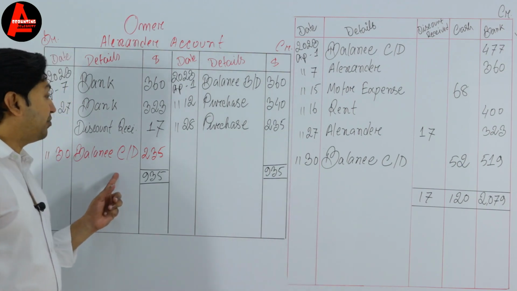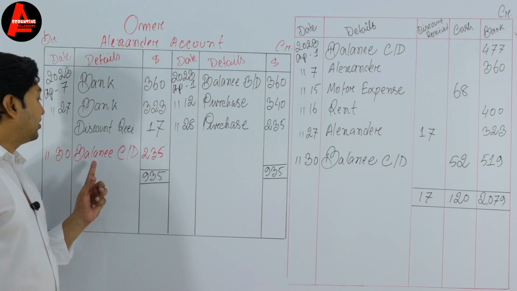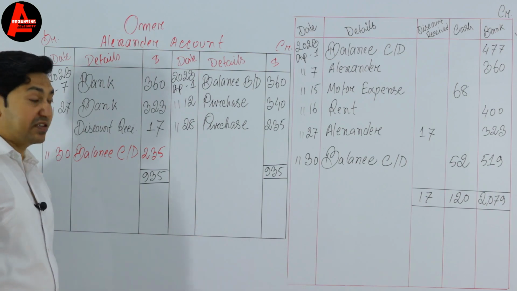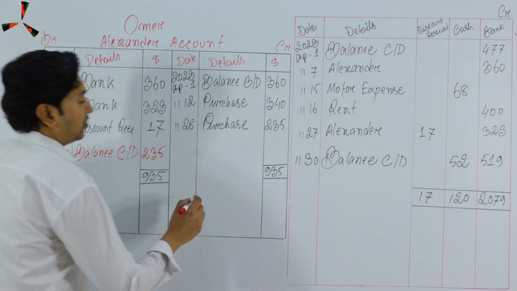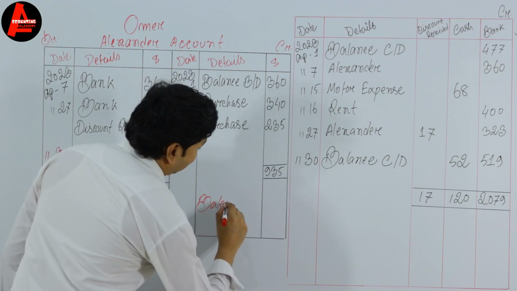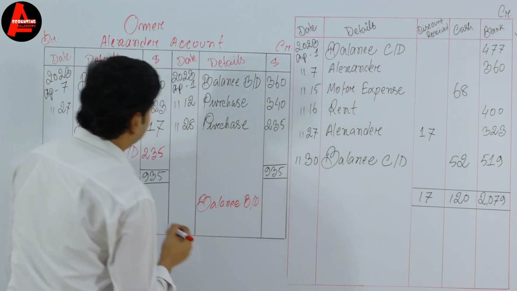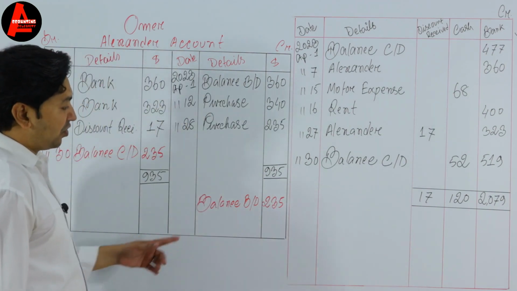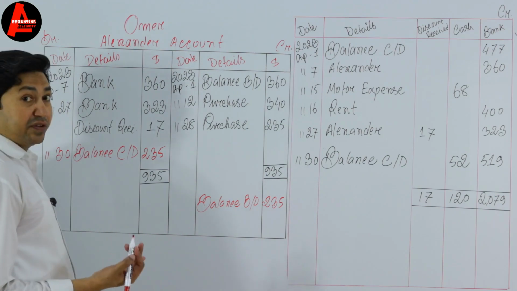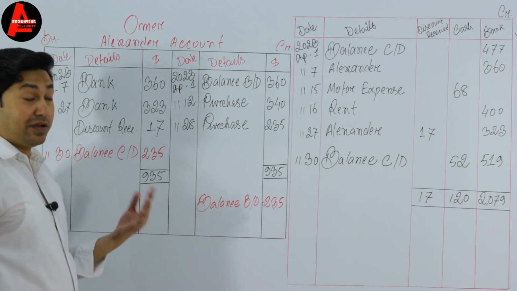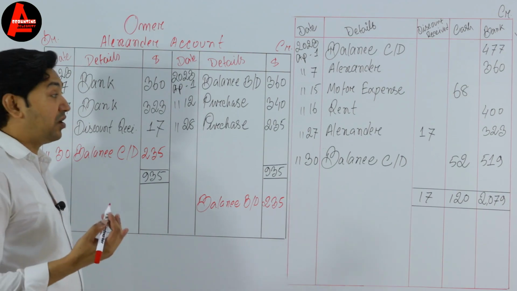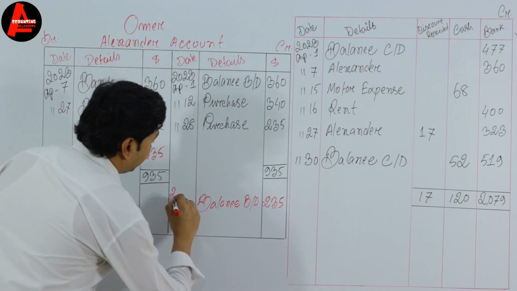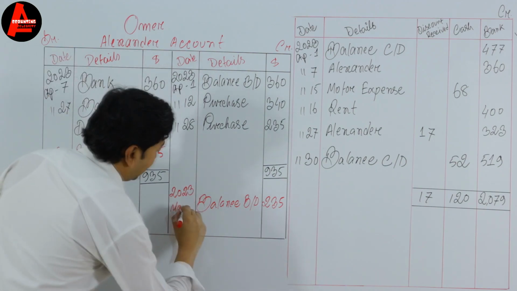On the question, it is also a requirement to bring down the balance. Balance CD and BD do not come on the same side. Balance CD is on the debit side, balance BD will be on the credit side below the total. So here we will write balance brought down, BD. The same amount, $235, we will write here. For balance brought down, the date will be the first day of the next month. Here we are doing April 2023, so the first day of the next month will be May 1st, 2023. We will write the date May 1st here.